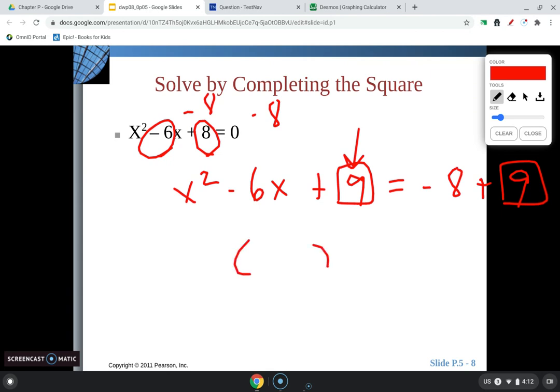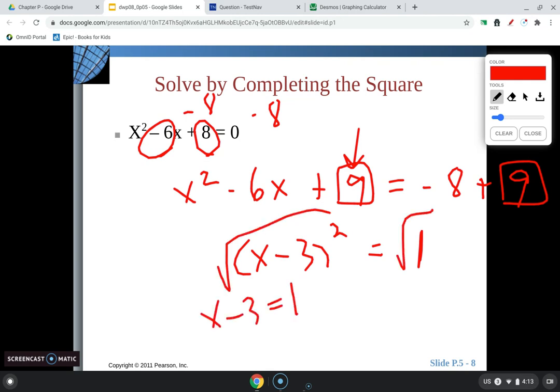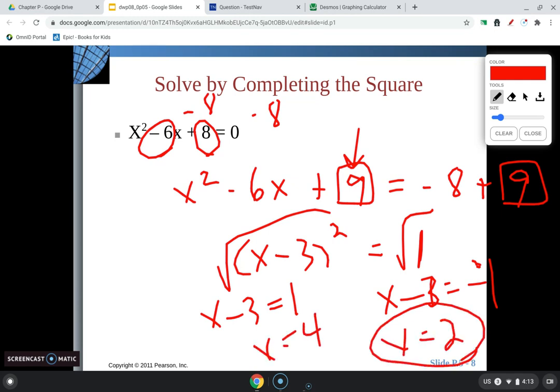Okay? Then you want to rewrite this side as a binomial squared. Well, that's easy. You just take x and then half the b term. So x minus 3 squared equals negative 8 plus 9 is 1. Then you extract the square roots. Take the square root of both sides. So we have x minus 3 equals 1, and x minus 3 equals negative 1 when you take the square root. Add 3 to get 4. Add 3 to get 2.